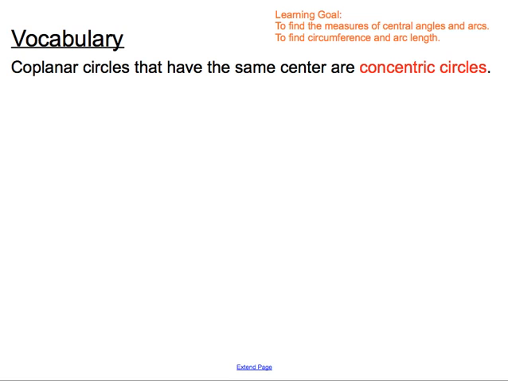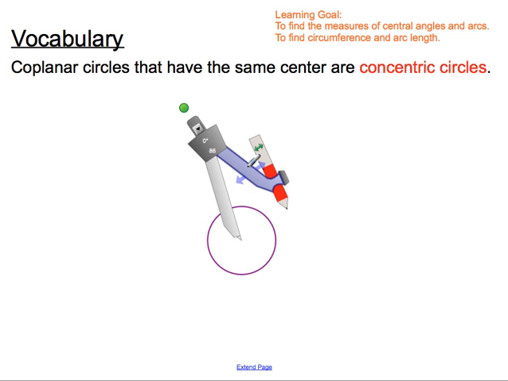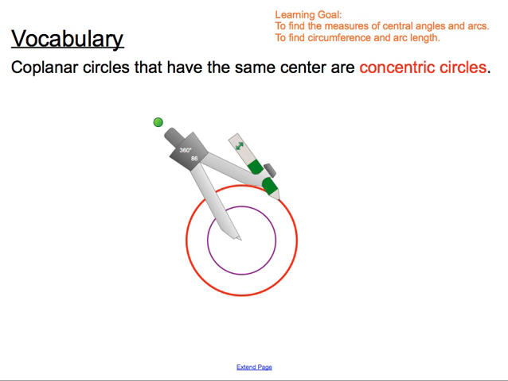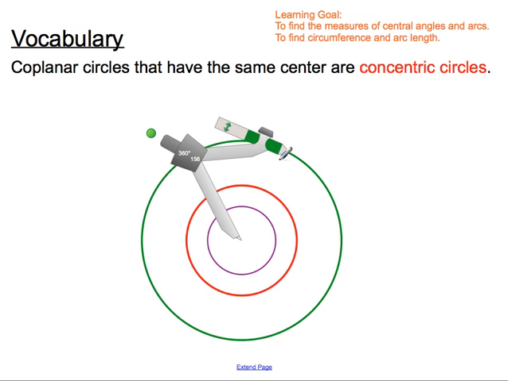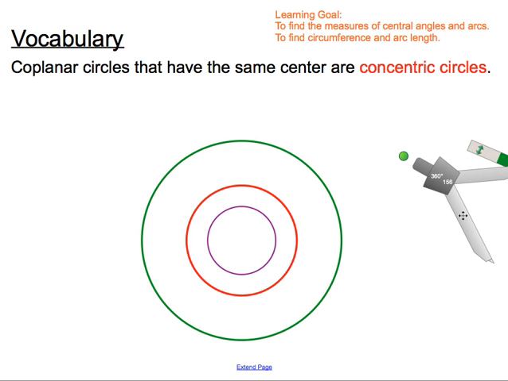So coplanar circles that have the same center are called concentric. So concentric means same center. So let's draw some circles with the same center to see what they look like. So we choose one radius, and we draw a circle. Let's change the color. Let's draw another circle with the same center, different radius. Let's change the color. Choose another radius. Draw a circle. So here you can see that concentric circles form a bullseye.